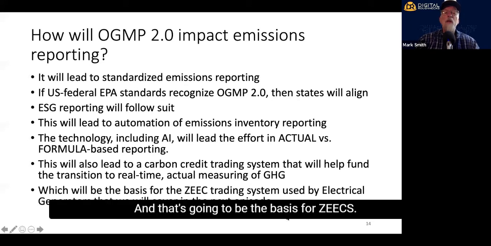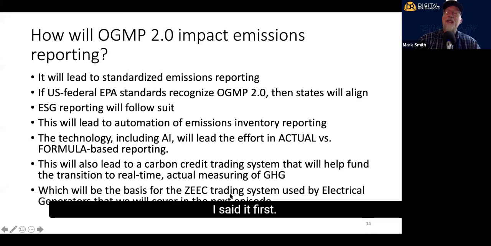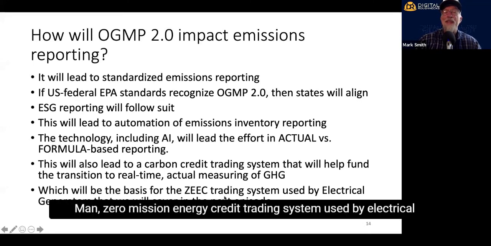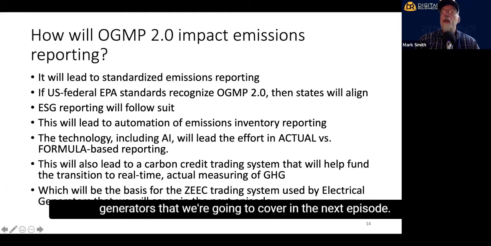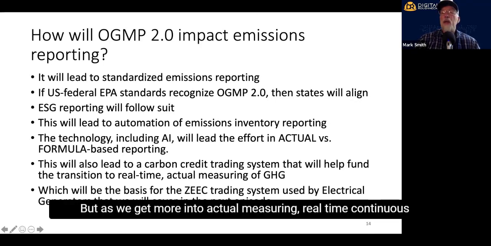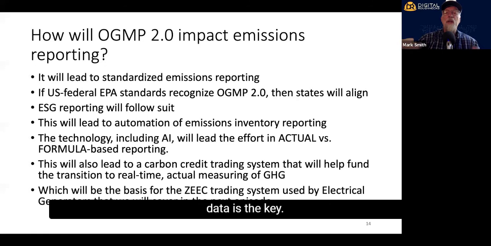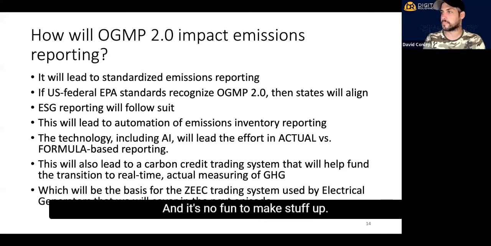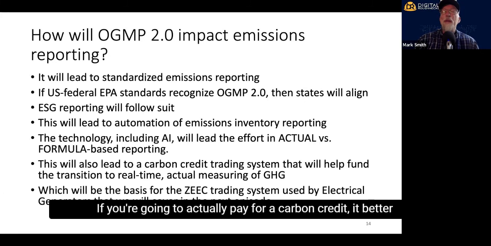Right. And that's going to be the basis for ZEEKs. There, I said it first. You heard it from me, man. ZEEKs, the zero emission energy credit trading system used by electrical generators, that we're going to cover in the next episode. Talk about a tease. But yeah, as we get more into actual measuring, real time, continuous, data is the key. Data is what feeds these trading systems. Otherwise, you just make stuff up. Yep. Okay. And it's no fun to make stuff up. If you're going to actually pay for a carbon credit, it better be based on some real data.